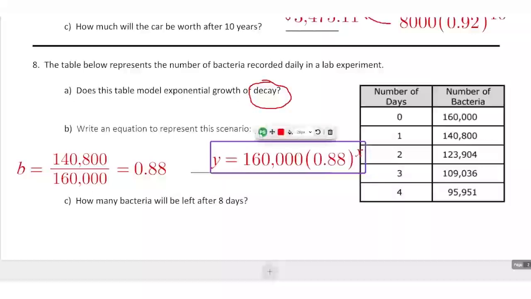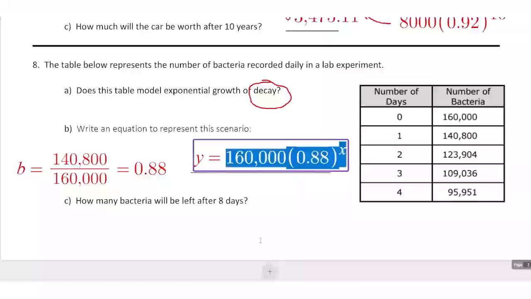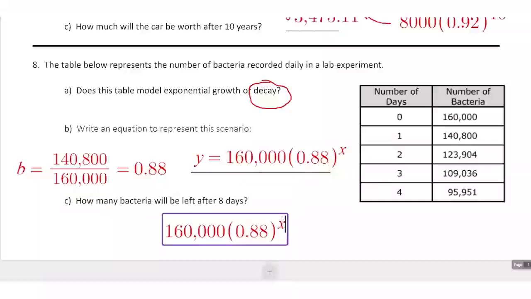And now we can use this function to figure out how many bacteria will be left after 8 days. So we'll just substitute in 8 for x. And we should get our answer here. So let's see, 160,000 times 88%, do that 8 times, and so we get approximately 57,450. I'll round up to 2 because it is 0.5. And that's how many bacteria will be left after 8 days.